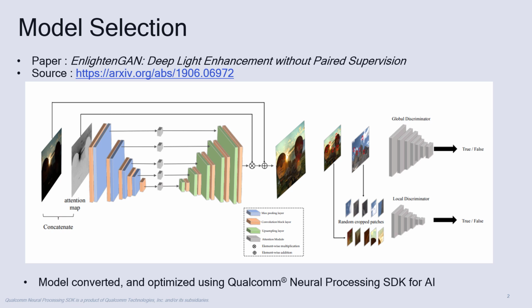Model used for this demo is based on the paper EnlightenGAN: Deep Light Enhancement without Paired Supervision. Link to the published paper is given on screen. Model architecture diagram from the paper is also shown on the screen. This model is converted and optimized with Qualcomm Neural Processing SDK for AI.